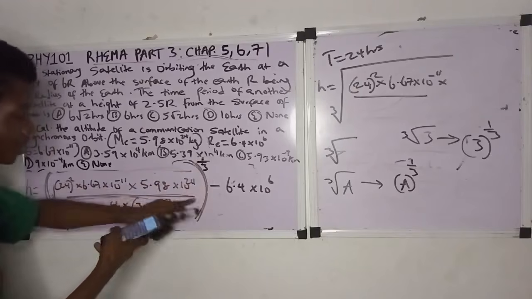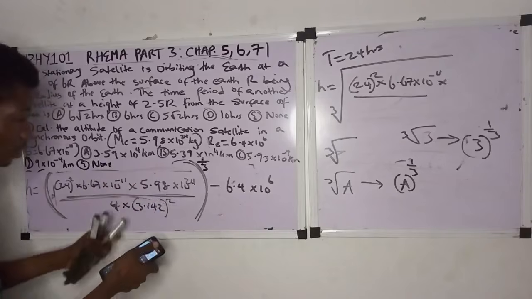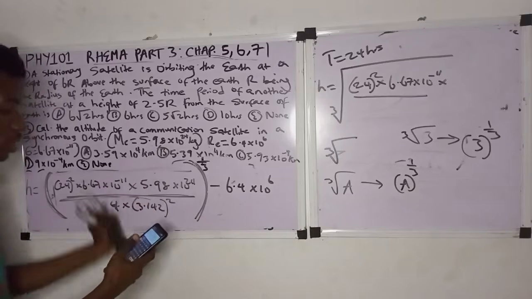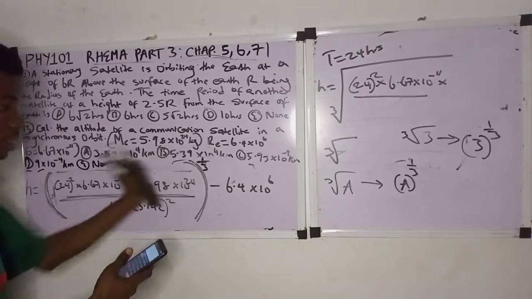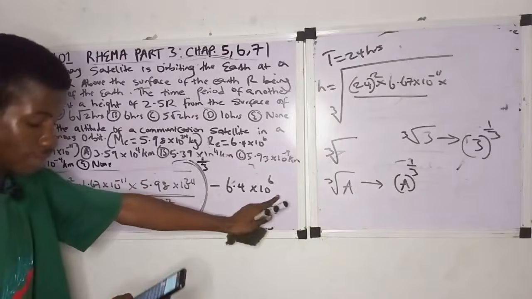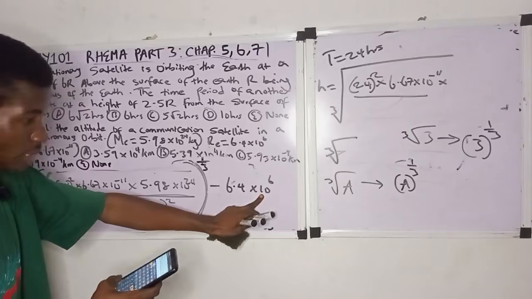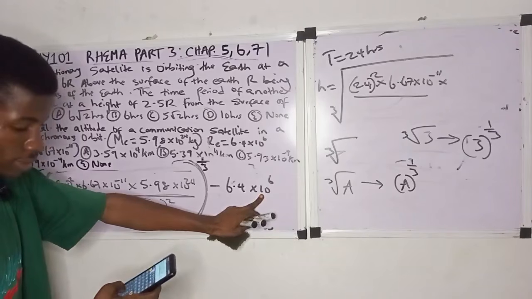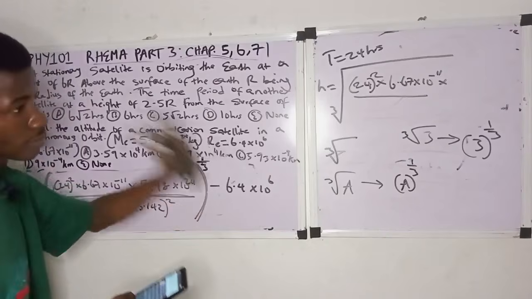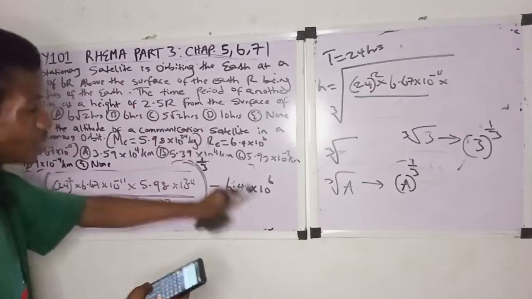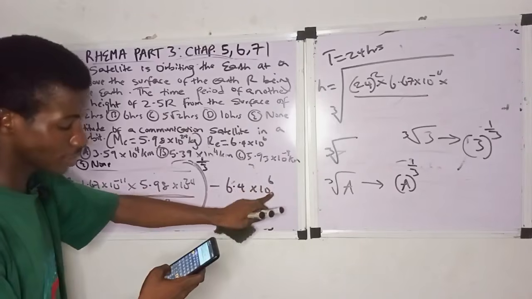That's why I love the calculator. Equals to what? I've gotten the value for this, right? Then let me minus 6.4 times 10 raised to the power of 6. Okay, now there's still one thing. You are correct, so let's continue. Times 10 raised to the power of 6.